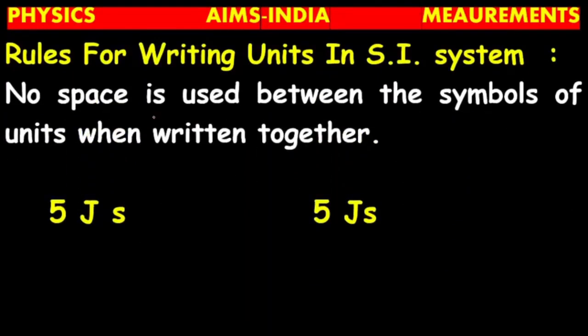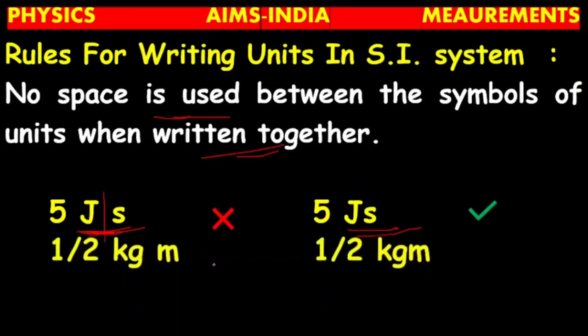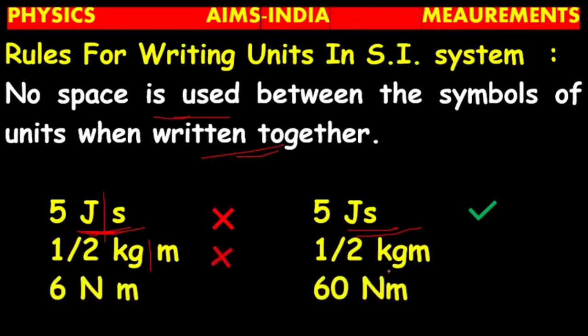No space is used between the symbols of units when written together. If the unit is joule second and we give a space, that is wrong. Without a space, joule second is correct. Half kg meter with a gap is wrong; half kg meter without a gap is right. 60 newton meter, a gap should not be given. 60 newton meter like this is correct.